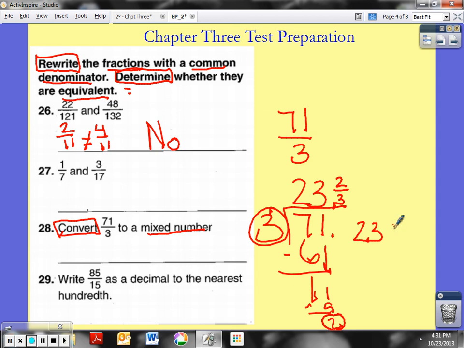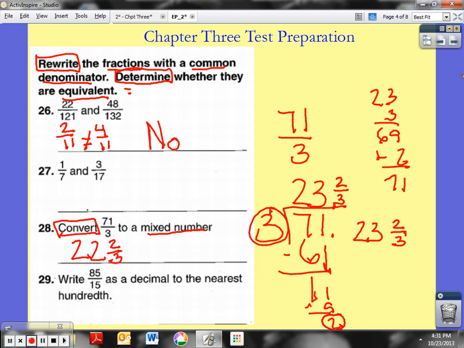Now to check that, to make sure that equals 71/3, I go 23 times 3. 23 times 3 gives me 69, plus the numerator 2. Hey, that gives me 71. 71/3. The denominator travels with me. Love it. All right, so that'd be 23 and 2/3.